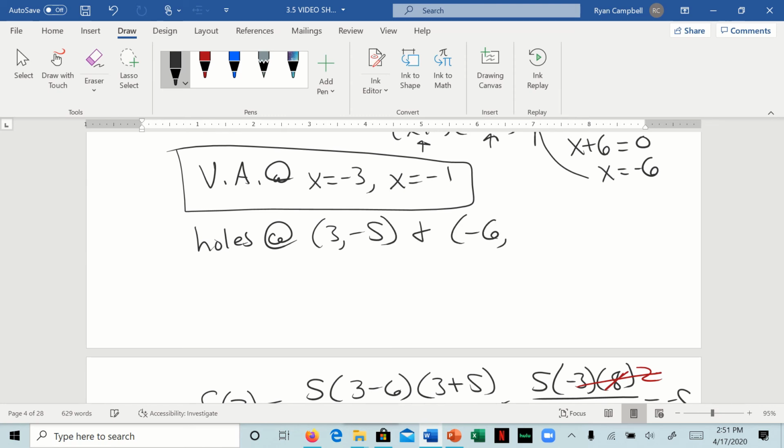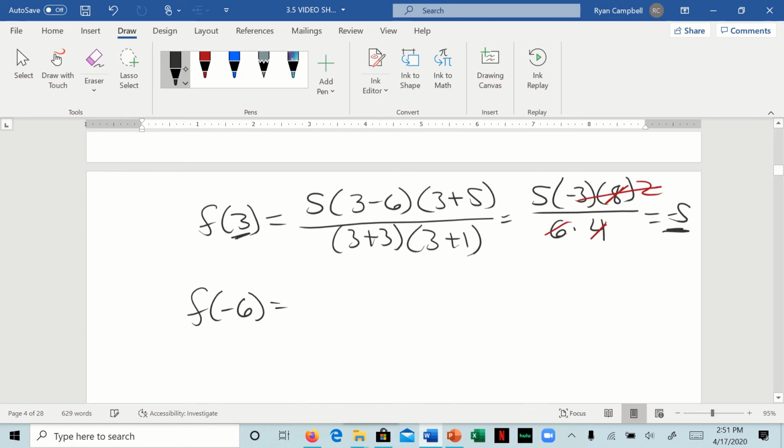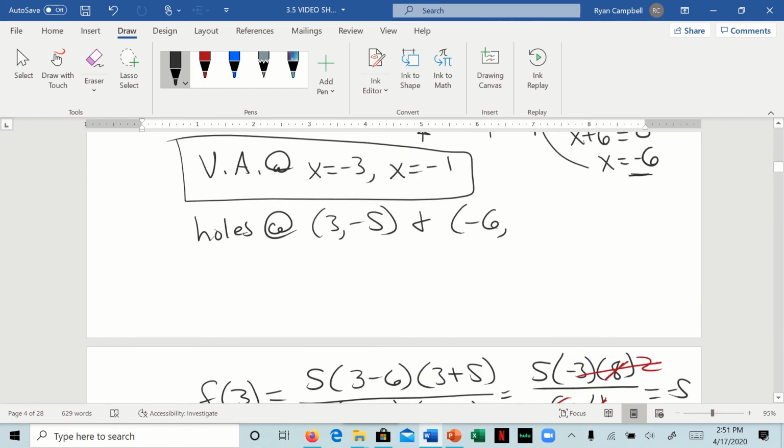So now let's see what the y value is when we plug in negative 6. So f of negative 6 is 5 times negative 6 minus 6, negative 6 plus 5, over negative 6 plus 3, and then negative 6 plus 1. So we get 5 times negative 12 times negative 1 over negative 3 times negative 5. Well, we can see all the negatives cancel each other out. 5 cancels with 5, and then 12 divided by 3 is just 4. So the next hole is going to be at negative 6, comma 4. And there we go.